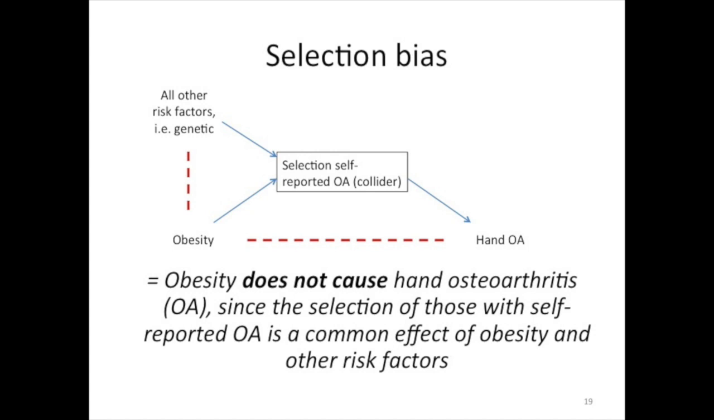Knowing that a person was selected into the study because of obesity tells us the same person could not have been selected into the study because of genetic factors. The present causal graph therefore tells us that obesity does not cause hand OA, since the selection of those with self-reported OA is a common effect of obesity and the other risk factors. This may be a bit tricky to get hold of, but we will come back to it later.